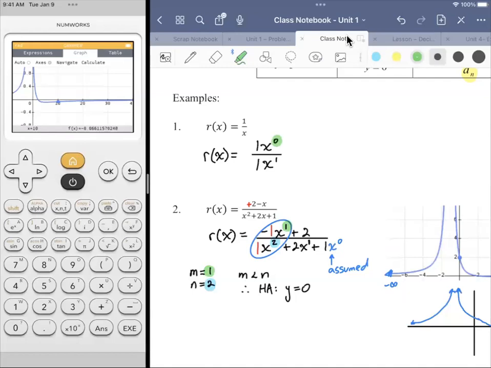So my m value and my n value are 0 and 1. So the relationship is still the same. The m value is less than the n. So therefore, we have a horizontal asymptote at y equals 0. All right, so this graph will also approach 0 for extreme values of x. All right, this one's a lot easier to put in.